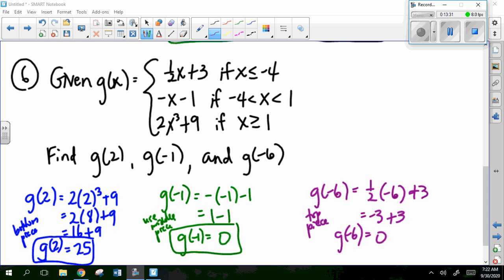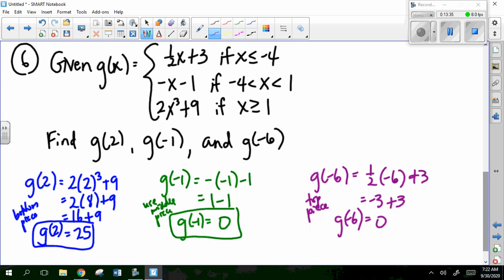Okay, so hopefully you did pause it. So let's take a look at the answers. All right, so if I find g of 2, I'm looking first at my inequalities here to figure out where 2 fits in there. And 2 is bigger than 1, so that's why I use the bottom piece. All right, so then I plug 2 into 2x cubed plus 9, and I got 25.